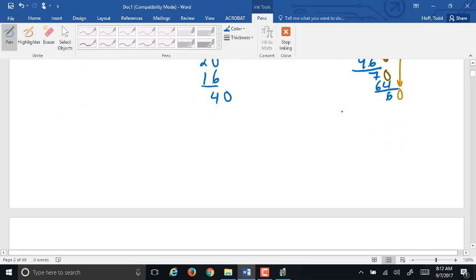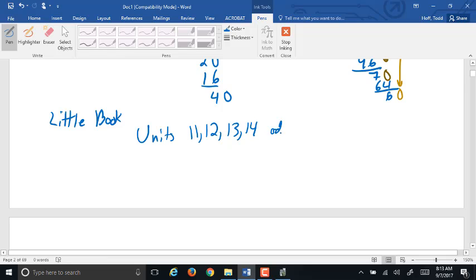For tomorrow, in the little book, units 11, 12, 13, and 14. Of course, the odds. Check those yourself again. And we'll discuss any questions you have on those tomorrow. I'll give you the last 7 minutes here. Go ahead and get started on those.